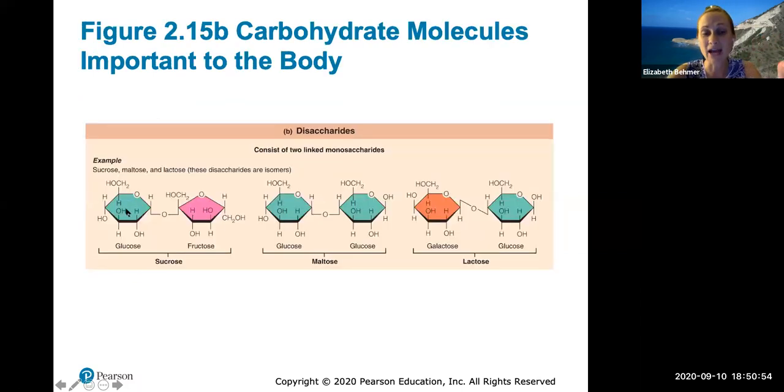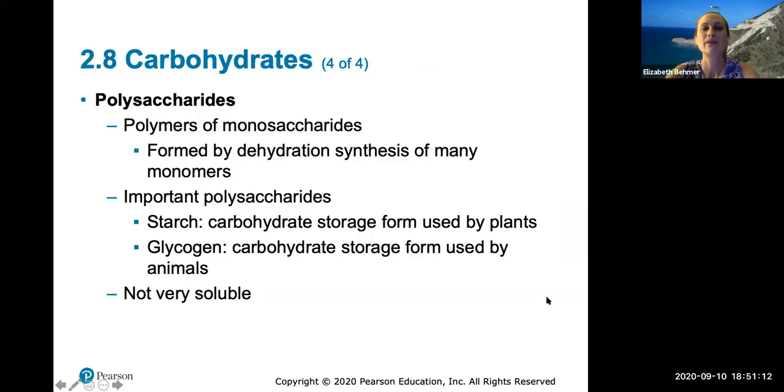So these are disaccharides. Sucrose is a formation of glucose and fructose together. Maltose is a fancy word for putting two glucose molecules together. And lactose is a fancy disaccharide word for putting a glucose and a galactose bonded together. Then polysaccharides are just many sugars put together. They're formed by dehydration synthesis reaction by just putting lots of one sugars together.